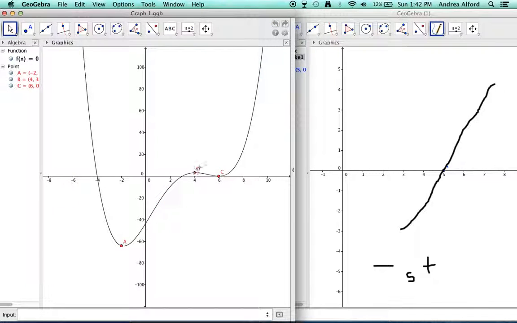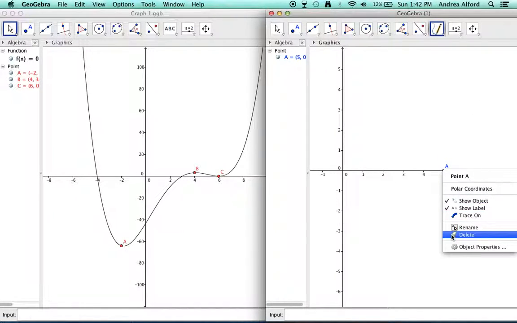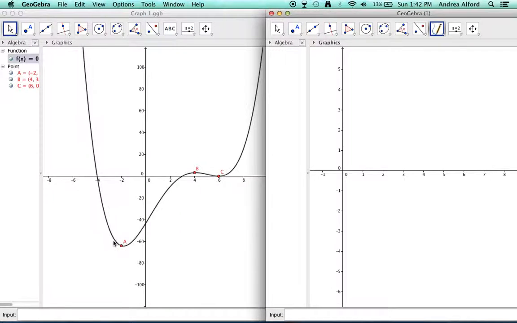And here's our next graph, and let's get rid of this. Let's look at how we would do this one. Let's get rid of this point as well. Okay, so again, when I look at this graph, I see that the slope looks to be 0 at A, at B, and at C. So the first thing I'm going to do is put those points on here. I'm going to put the point negative 2, 0. Why 0? Because it has a slope of 0. So negative 2, 0.